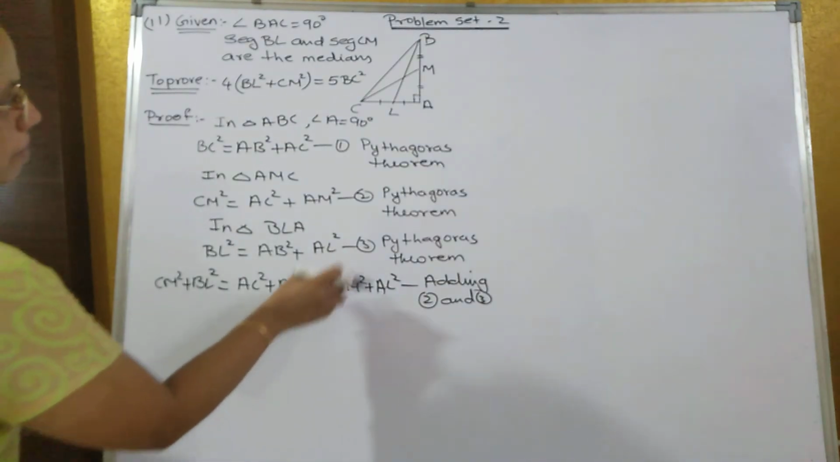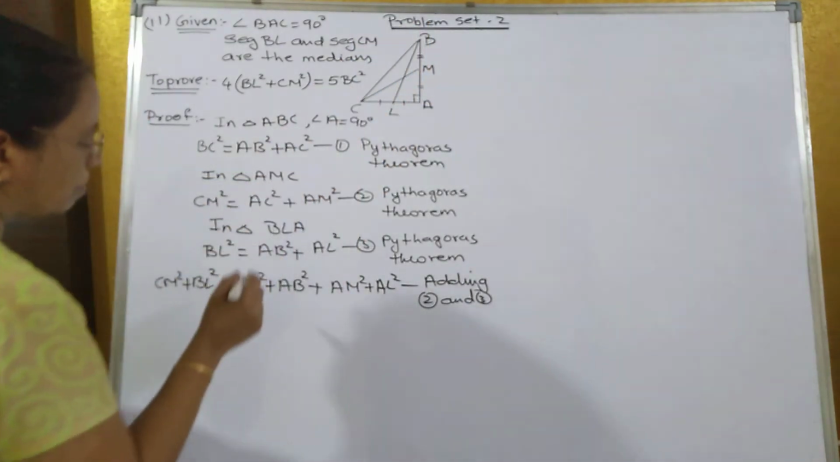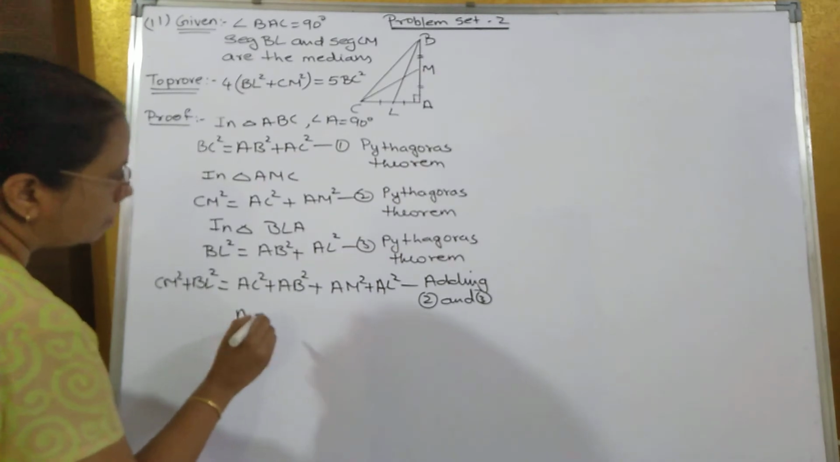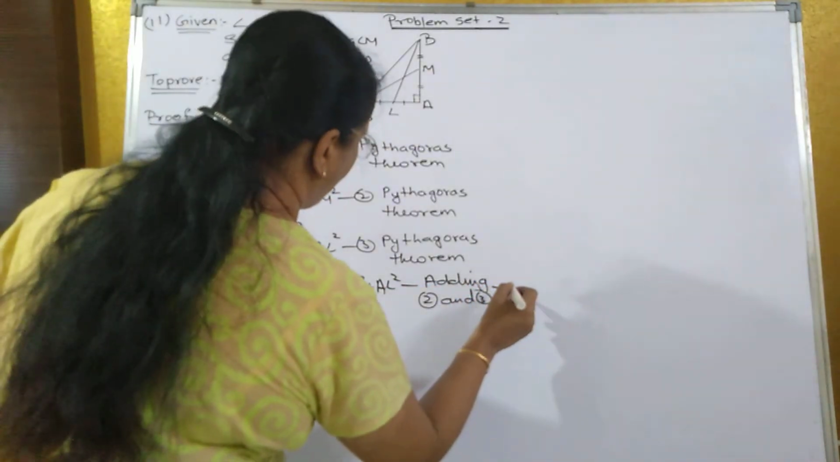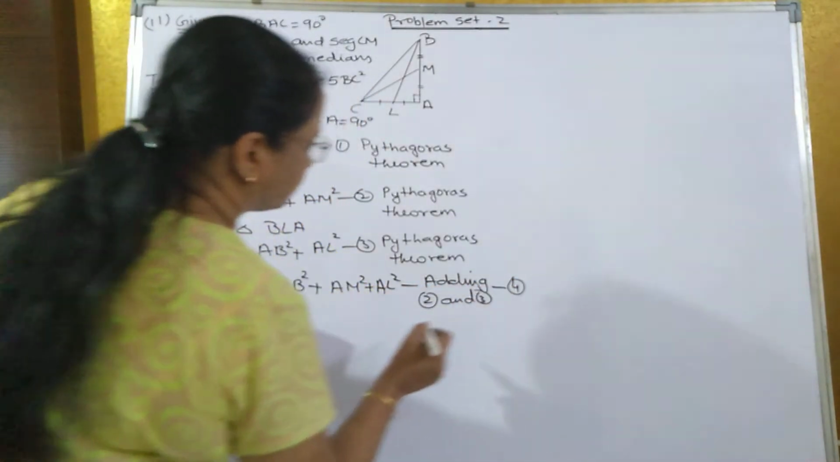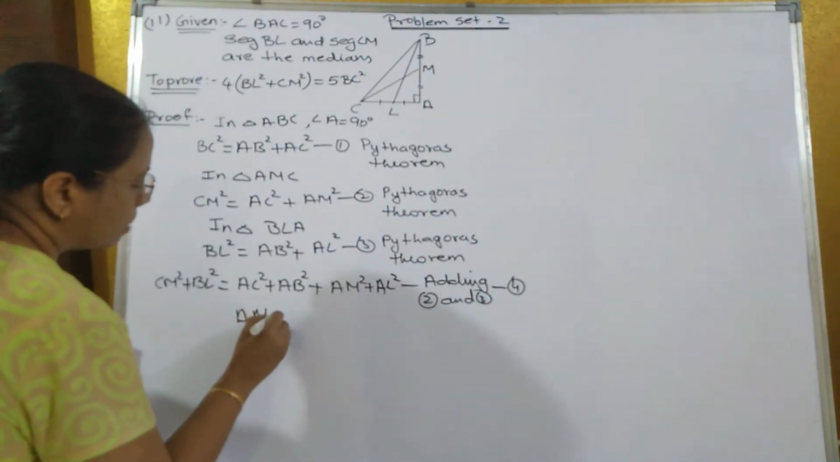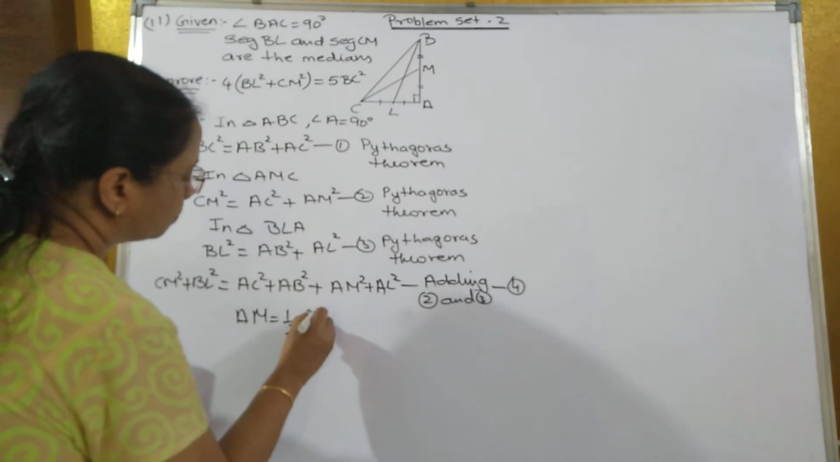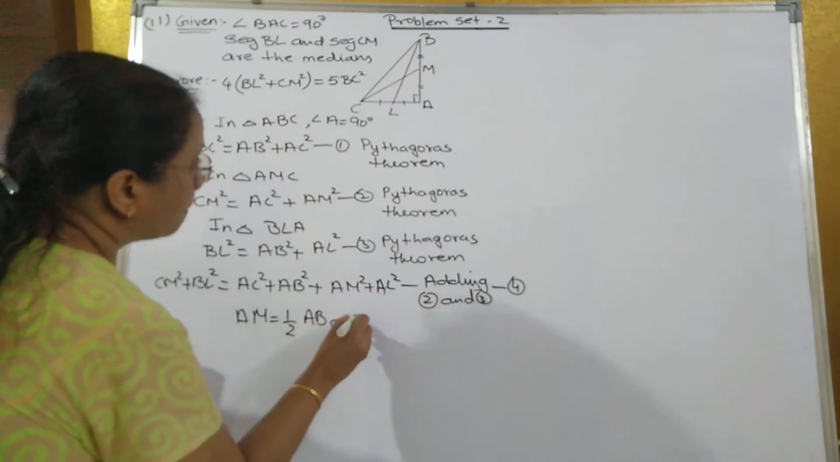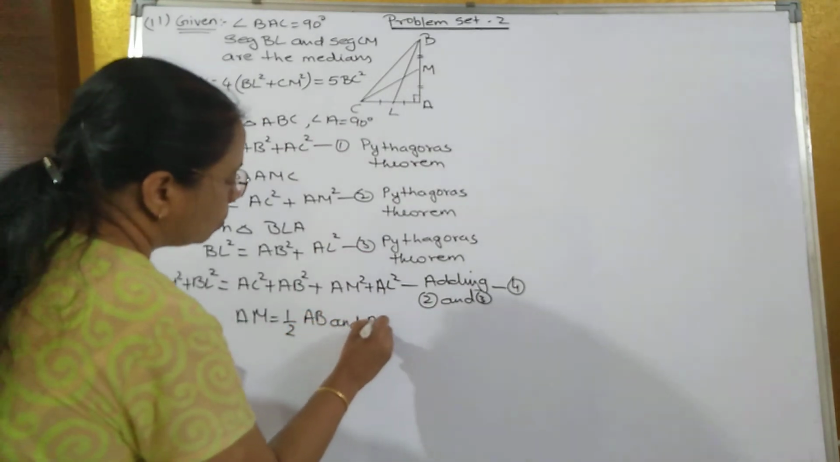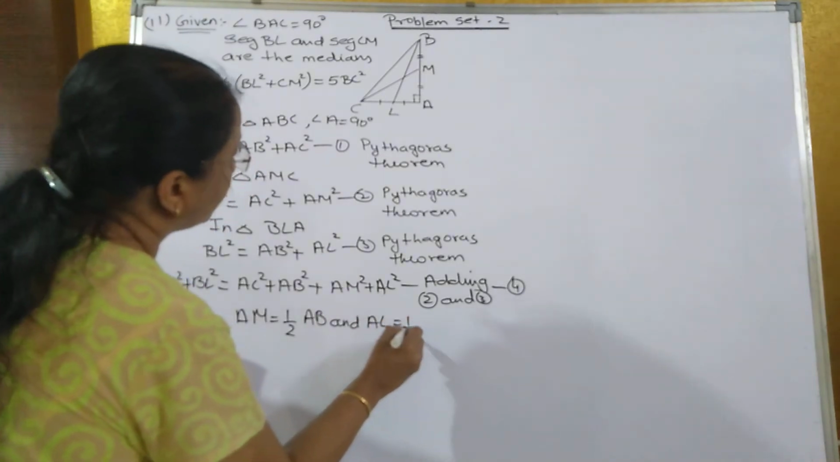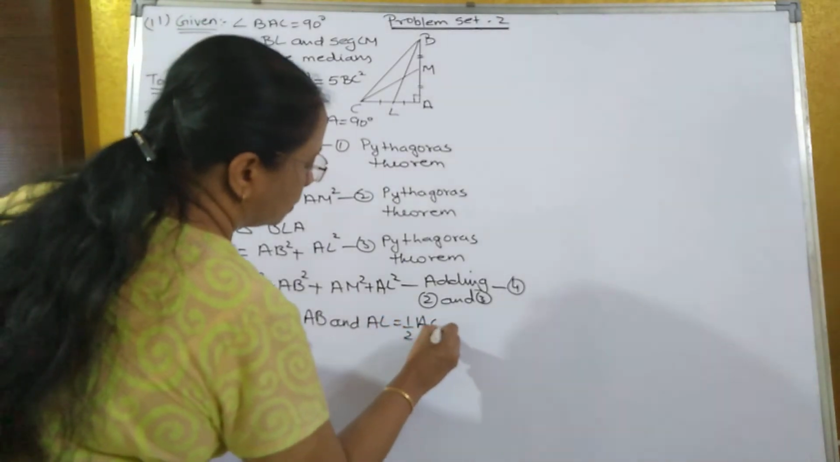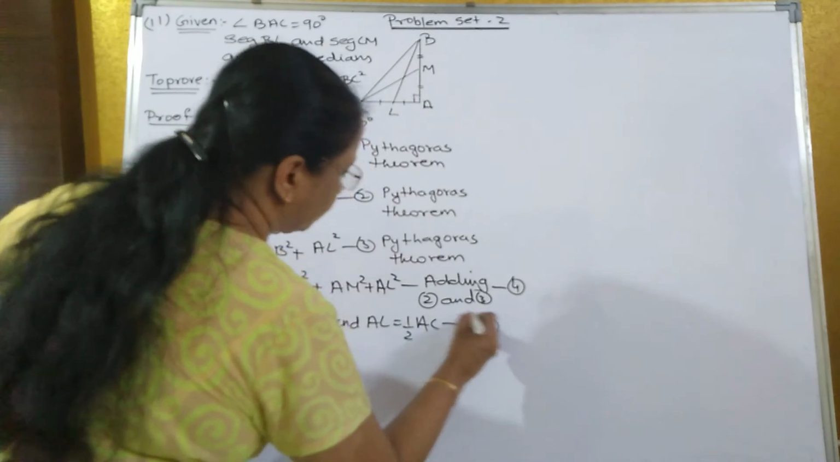Now what is AM? AM is equal to half of AB, and AL is equal to half of AC. Let us take this as 4 and 5.